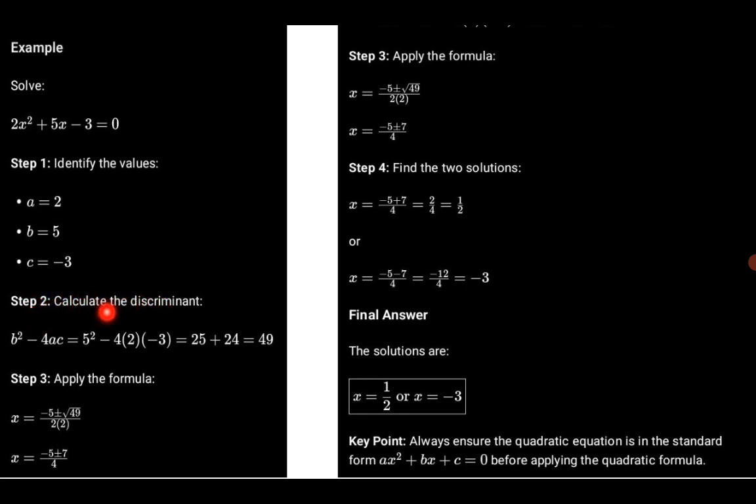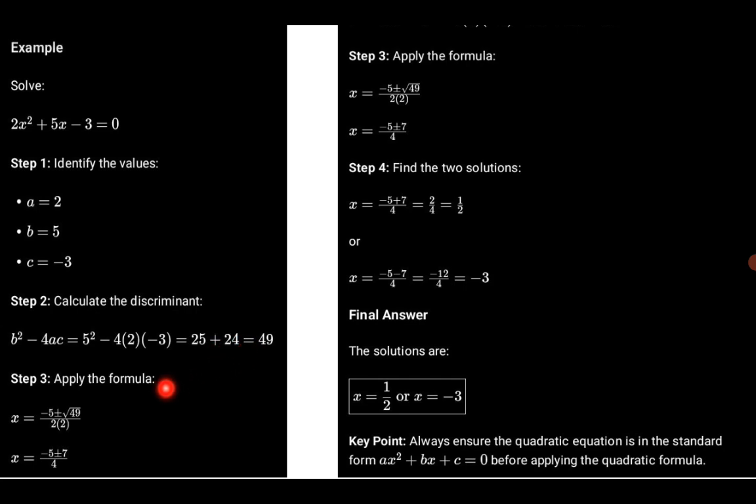Secondly, calculate the discriminant. The discriminant will be obtained when you substitute these values into b squared minus 4ac. So squaring 5 will give us 25. Then multiplying minus 3 by 2 by minus 3 gives us 24. So 25 added to 24 is 49.